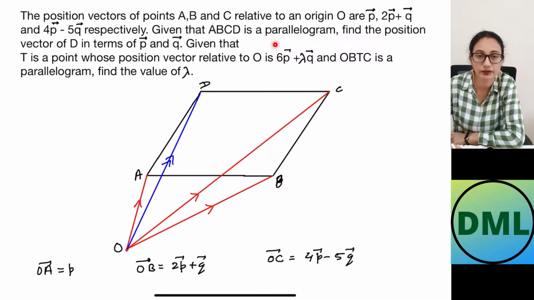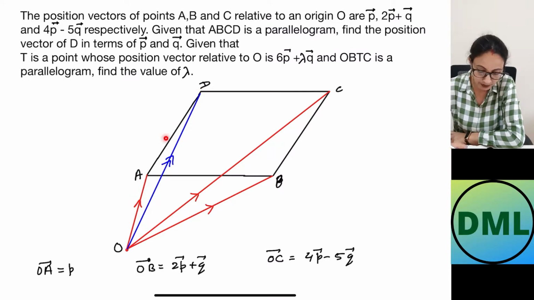They have not given you the diagram. This is the diagram I have drawn for you. So I suppose that the origin is here. They have given us the position vectors of A, B and C. Now I need to find out the position vector of D. So I have joined this with the origin, and now we have a triangle OAD.